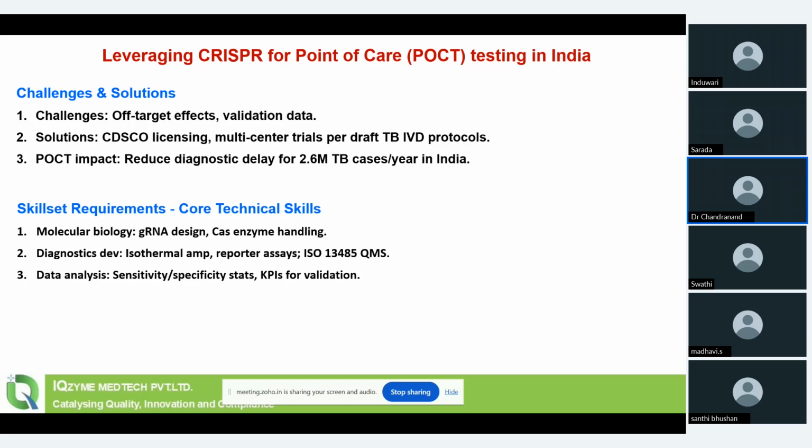Now, the POCT impact is that it reduces diagnostic delay for about 2.6 million TB cases per year in India. If we succeed in having a POCT diagnostic test device for TB, this is what we can help and do.